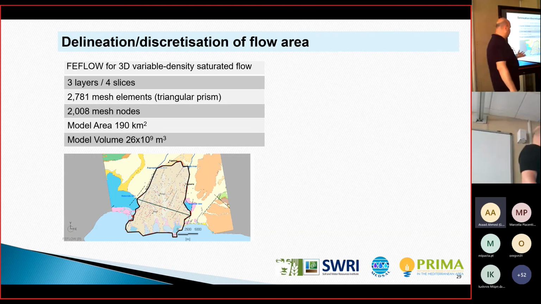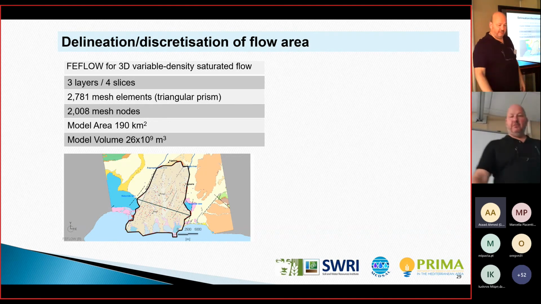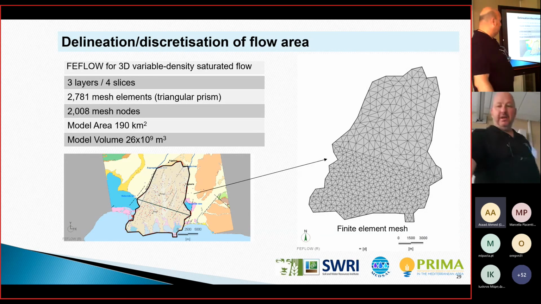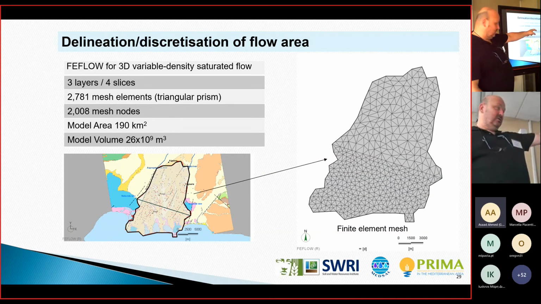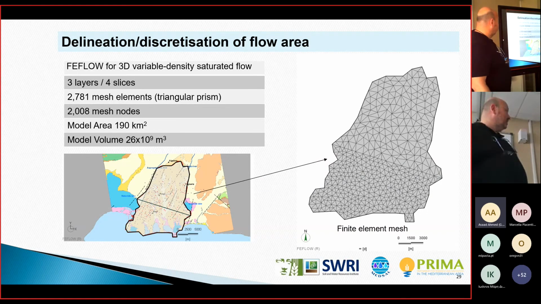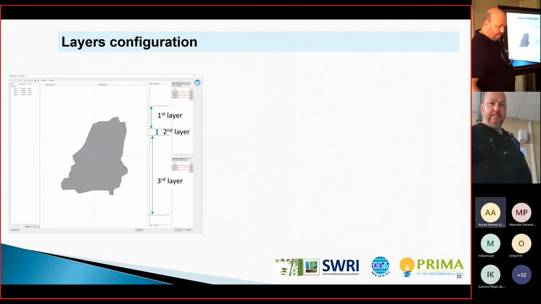As we have the sea here, we want a denser finite element mesh here compared to the other one. And you can see the result here. You can see that we have more elements in the south part compared to the north part. So this, at the right, is one slice of the finite element mesh. In total, for the whole volume of the aquifer, we have around 3,000 mesh elements and 2,000 nodes.